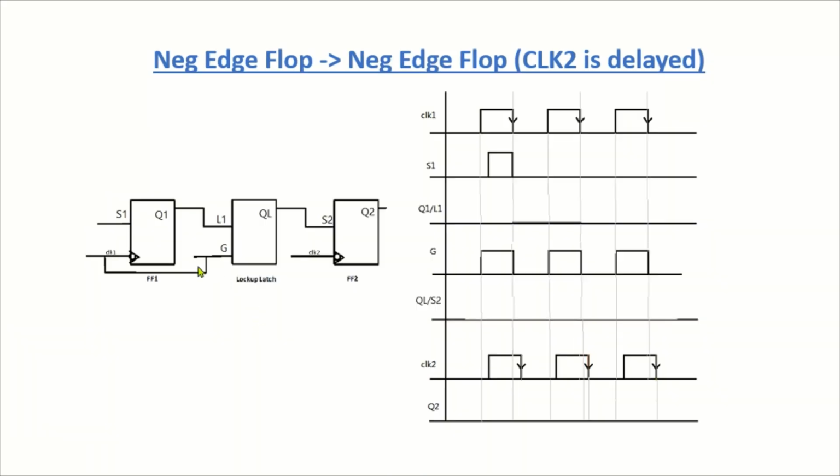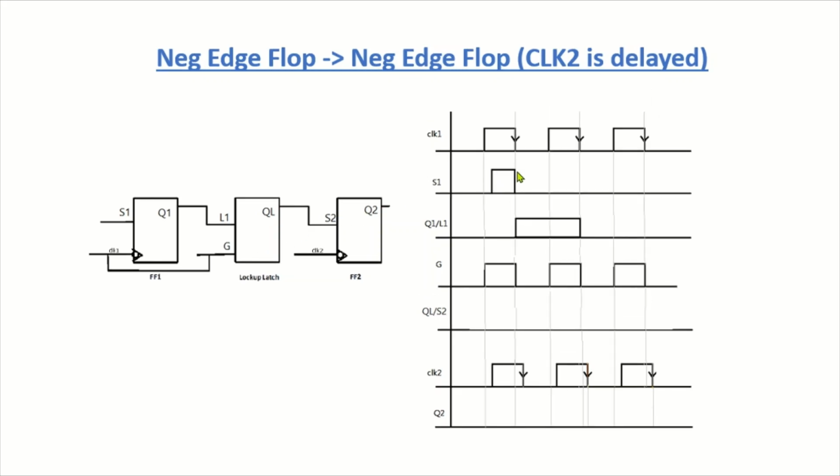To avoid the loss of data between the two negedge flops, we are inserting a positive triggered lockup latch in between them. Here we can notice that data 1 is fed at the S1 port, and the positive triggered lockup latch allows the data only when the enable signal is high, and the lockup latch provides an off-cycle delay.